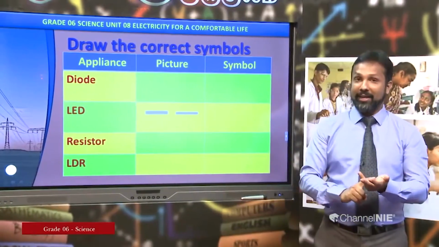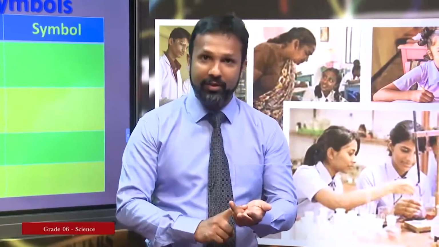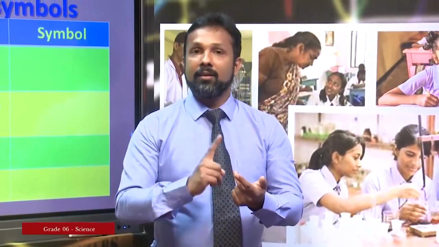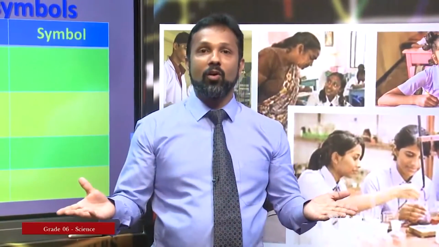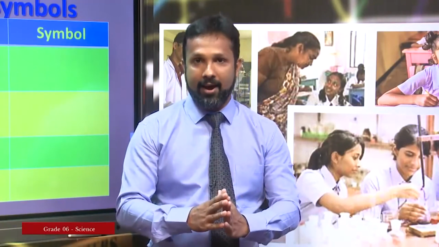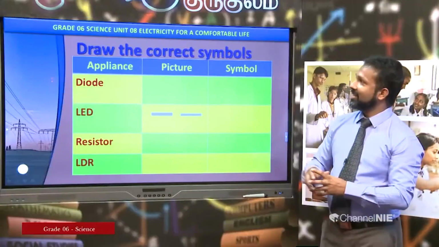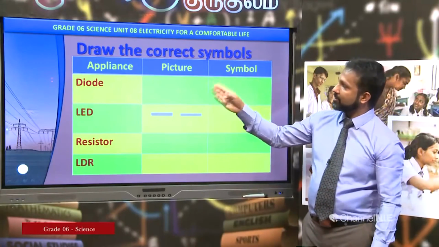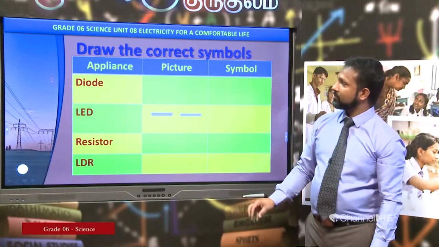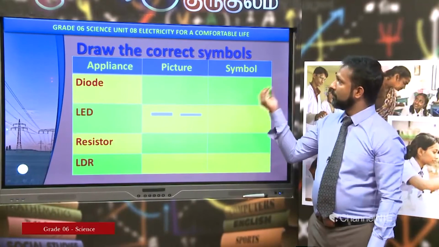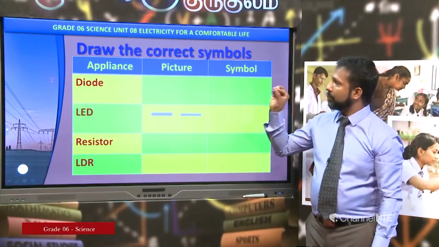Again, what did you study today? Diode, LED or light emitting diode, resistors, and also just now we studied about LDR. I am going to ask you some questions. Draw the correct symbols. Appliances are there: diodes, LED, resistors, LDR. You can take a pen and draw the symbols and identify the pictures.